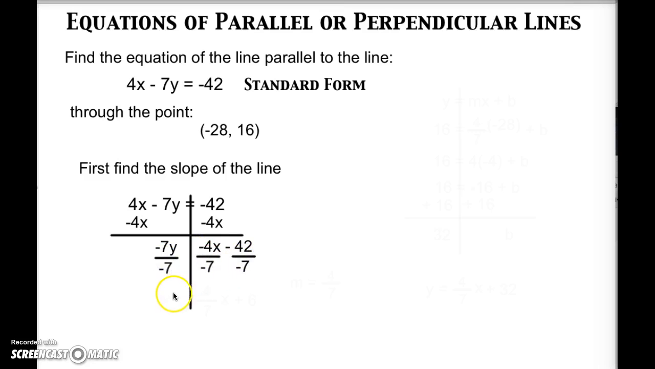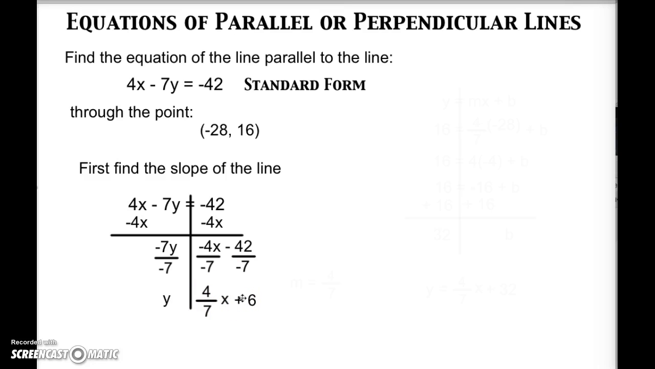After I do that, my new equation is going to be y, because negative 7 divided by negative 7 is just 1, is equal to 4/7 x and then minus 6, because a negative divided by a negative is positive. So the equation is y is equal to 4/7 x minus 6.